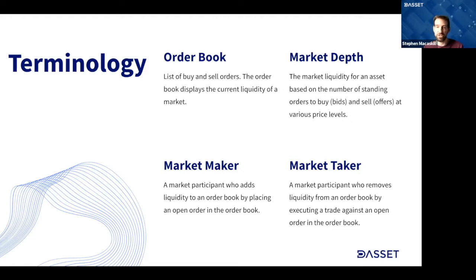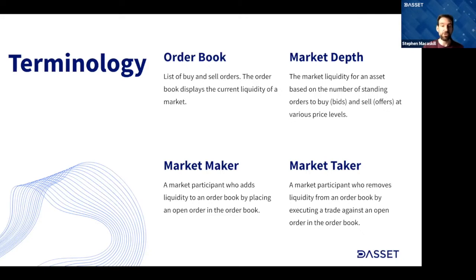It's also important to realize the difference between a market maker and a market taker. Part of it is fees. Many different exchanges, including Dasset, have different fees depending on if you are a market maker or a market taker. If you're a market maker, that means you're adding liquidity to the order book. You're submitting an order with crypto or digital tokens to the order book, making it deeper.